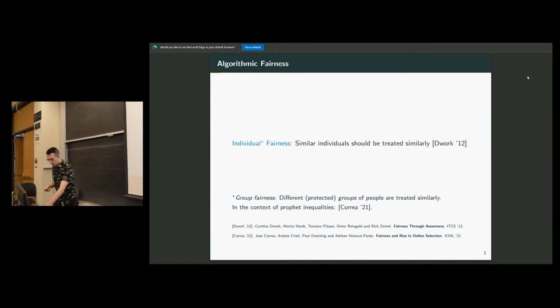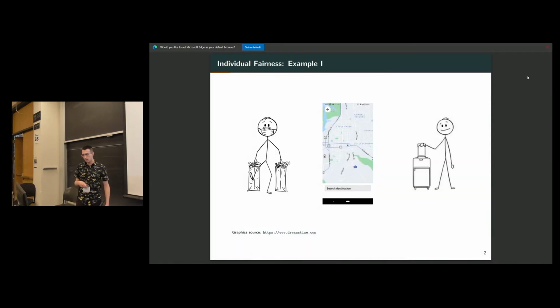Okay, so what I want to do is to give you examples, to give you an idea of what kind of fairness we want to talk about, and then I will dive into the more technical stuff for profit inequalities. Okay, so my first example. I want to focus on two types of individual fairness.